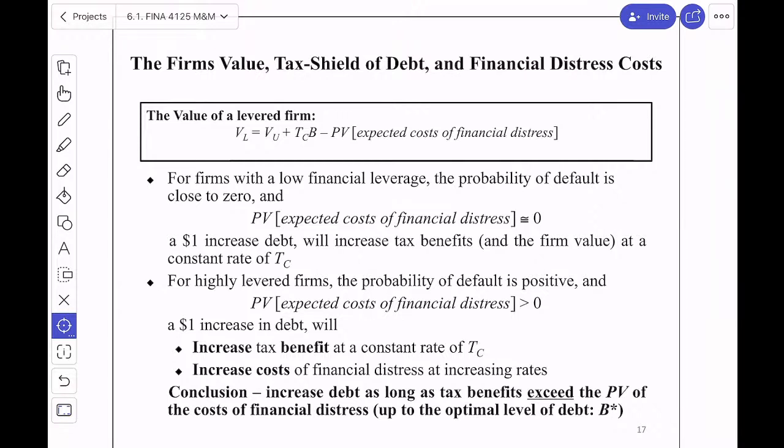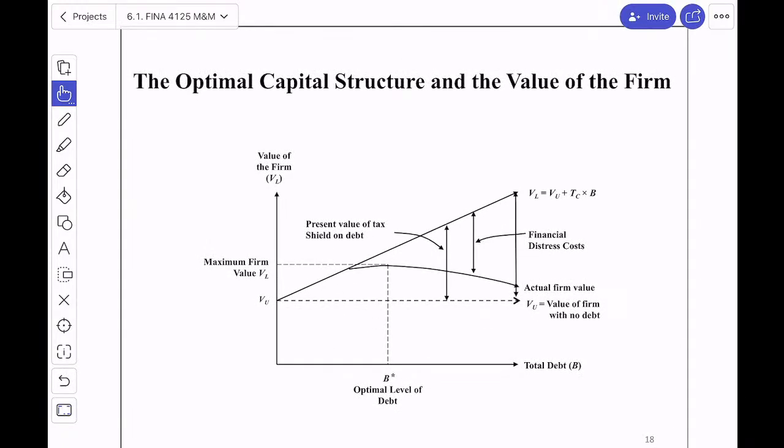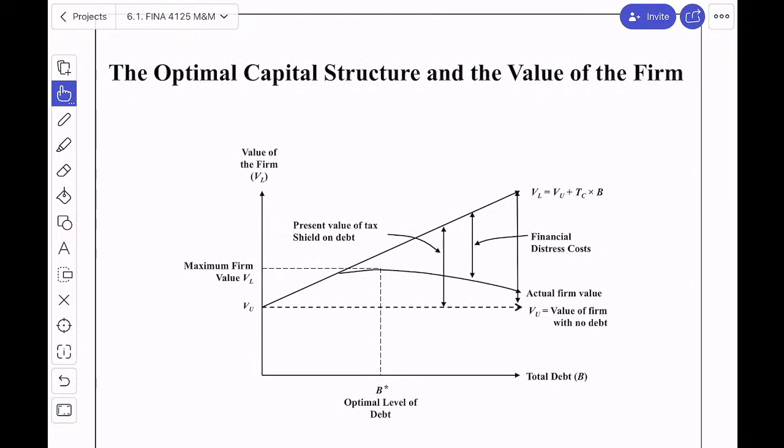All right, so if you believe you can find a pattern, and this is what you can do mathematically, right? You can increase debt as long as tax benefits exceed the present value of the costs of financial distress up to an optimal level B star. So B star would be that optimal level of debt. Visually it looks like this, and we're going to follow this line here. It's going to increase, but then at some point financial distress kicks in, you see, and it turns away from the straight line and begins to turn down.